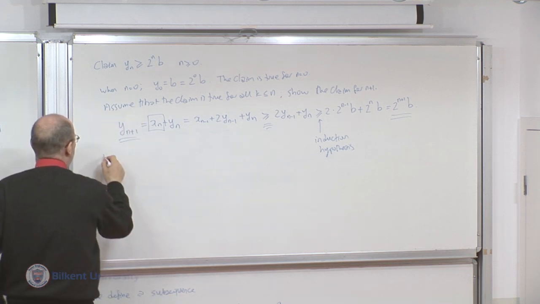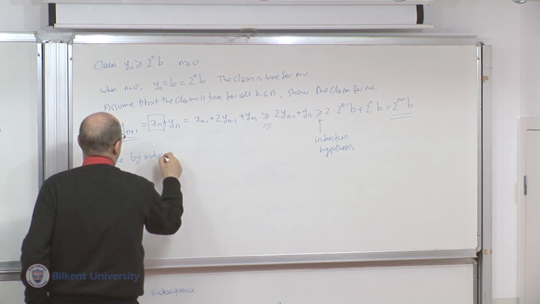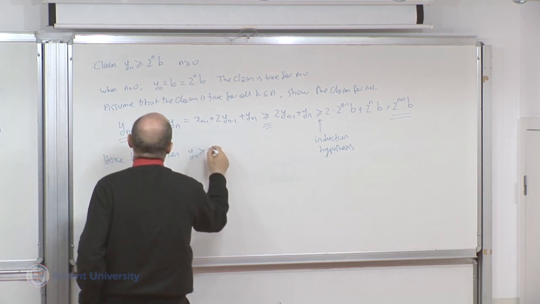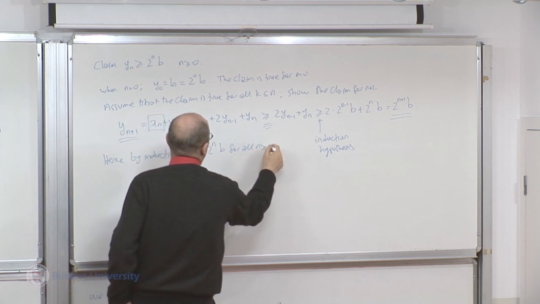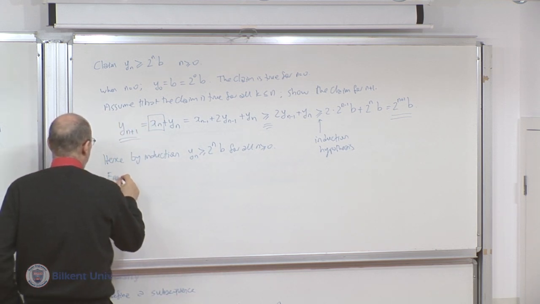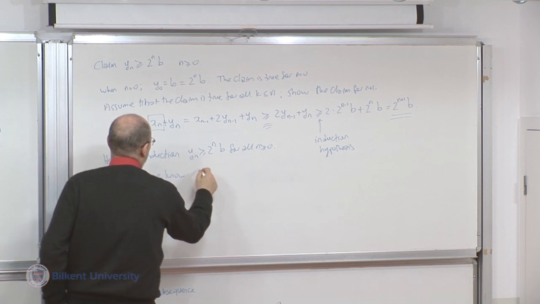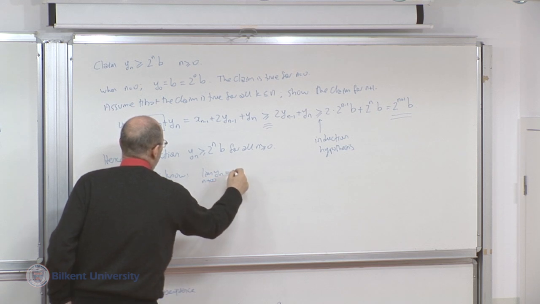Hence, by induction, y_n is larger than or equal to 2 to the n times b for all n larger than or equal to 0. So from here, we know the limit of y_n as n goes to infinity is equal to infinity.